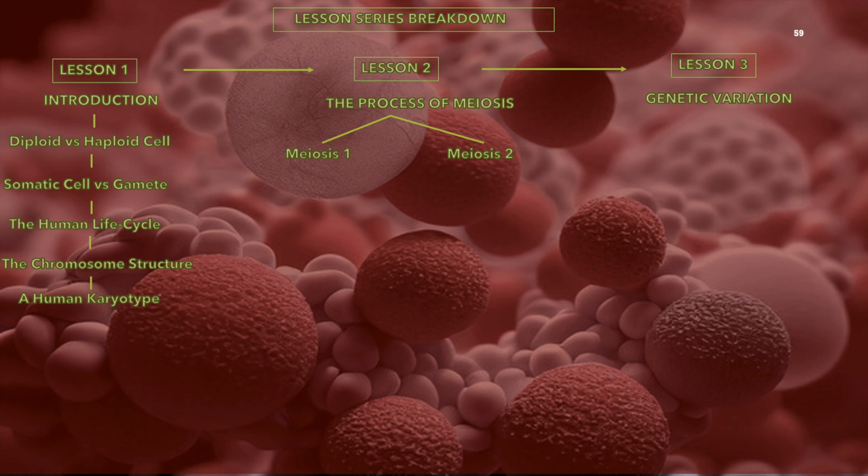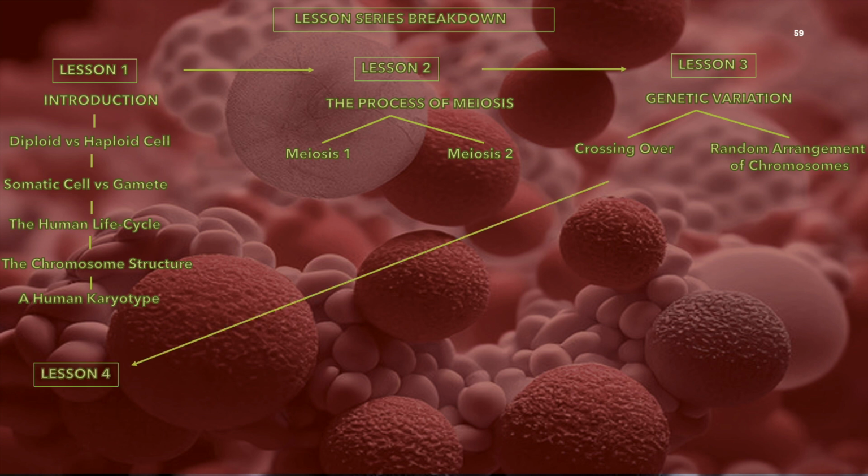Okay, so there are 2 ways in which meiosis ensures genetic variation. One would be crossing over, as well as random arrangement of chromosomes. So that is what we will be describing today. And the final lesson will be on abnormal meiosis. There we will be looking at non-disjunction. Let's get right into the lesson.